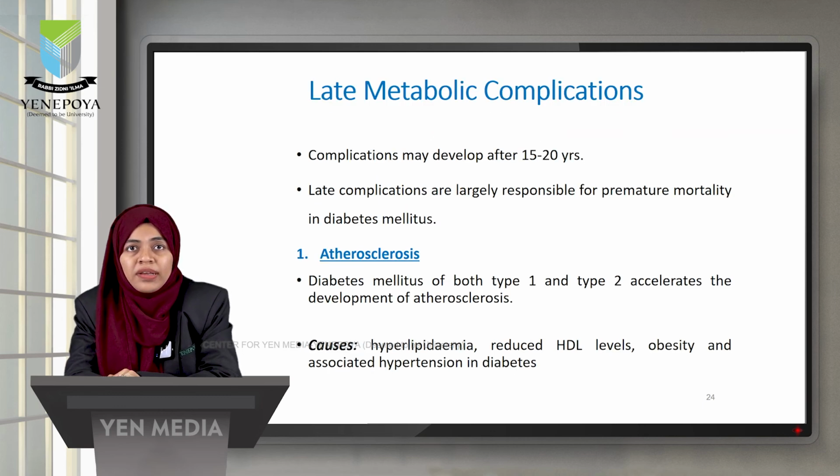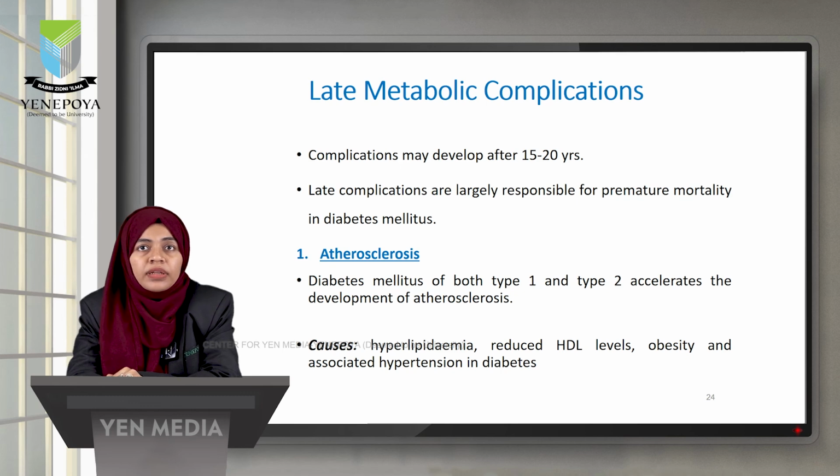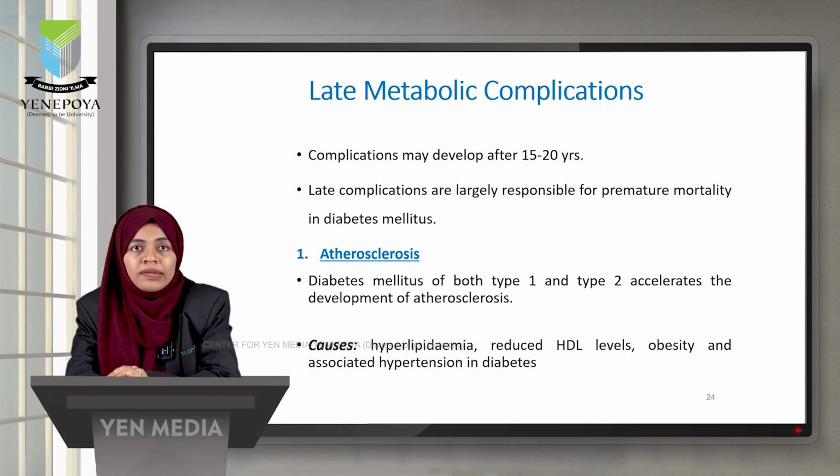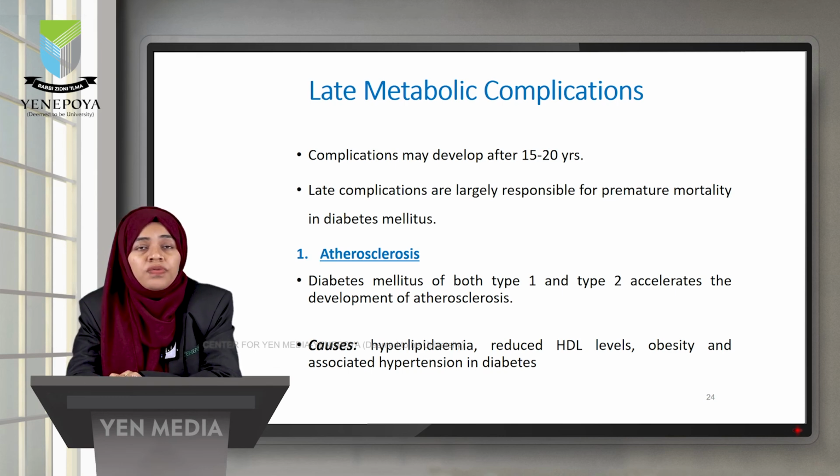The late metabolic complications may develop after 15 to 20 years of diabetes mellitus. Late complications are largely responsible for premature mortality in diabetes mellitus. Out of these, atherosclerosis: diabetes mellitus of both type 1 and type 2 accelerates the development of atherosclerosis. The main cause of this atherosclerosis is hyperlipidemia. Lipid and carbohydrate metabolism are interlinked, which leads to hyperlipidemia, reduced HDL level, obesity and associated hypertension in people.